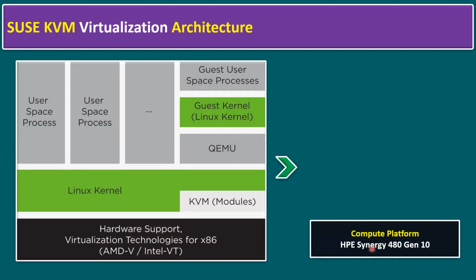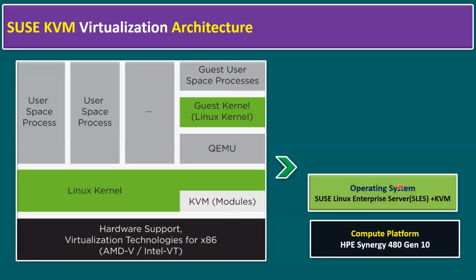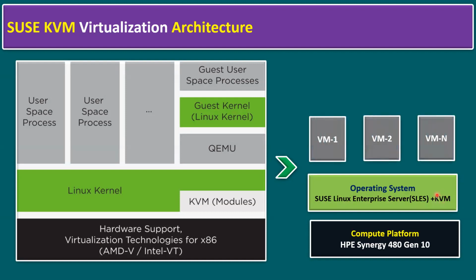Okay, so within our hardware support, in our lab environment, the compute platform we are using is HPE Synergy. One of the compute node versions is Synergy 480 Generation 10. And on top of this compute node, we install the operating system SUSE Linux Enterprise Server, in short SLES, and it's enabled with KVM. On top of that, we are running multiple virtual machines. This is our demo environment. And not only 2 VMs, we can configure a number of virtual machines based on our available hardware resources. So this is the high-level overview of the SUSE KVM virtualization architecture.